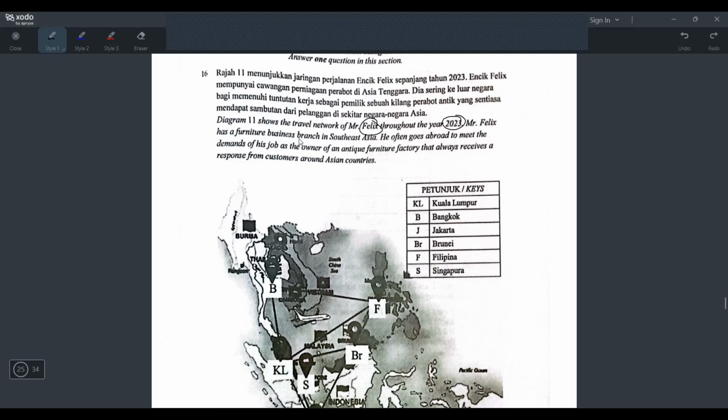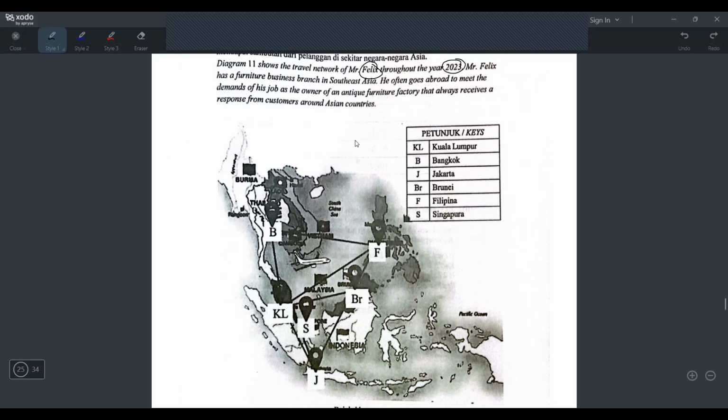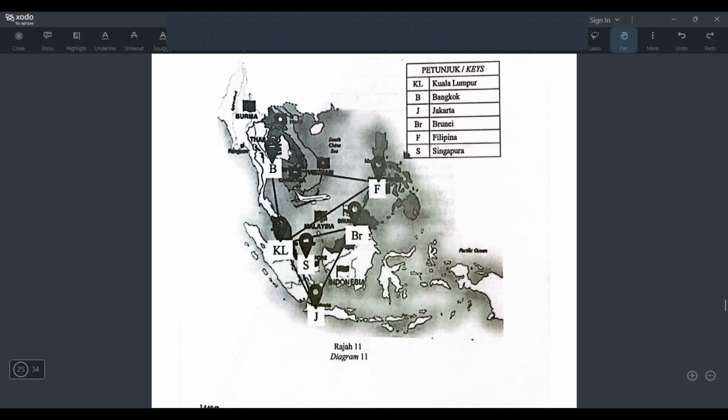Mr. Felix has a furniture business branch in Southeast Asia. Okay, so he's like a businessman. So furniture. He often goes abroad to meet the demands of his job as the owner of an antique furniture factory that always receives a response from customer around Asian countries. So this guy is a very busy businessman. So he always have to travel. Okay, he has to go abroad. So he's always traveling lah. So around Asian countries. So these are all Asian countries. KL, Kuala Lumpur, B, Bangkok, J, Jakarta, BR, Brunei, F, Filipina, S, Singapore. Okay, so this is the map.